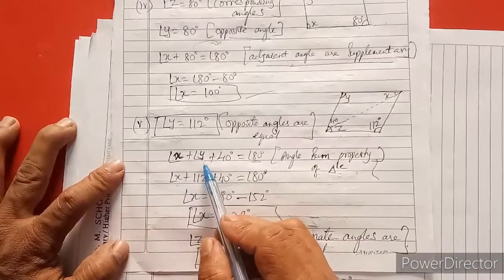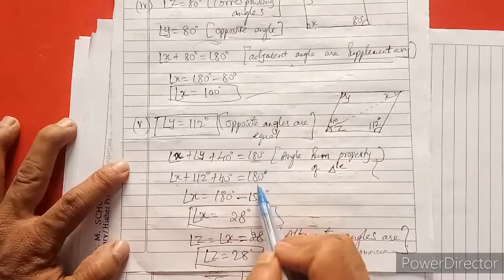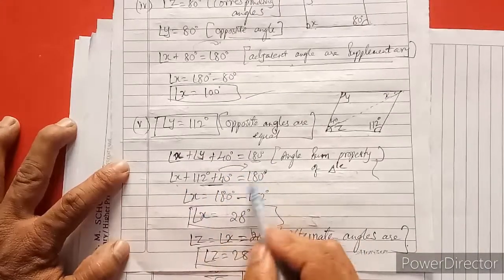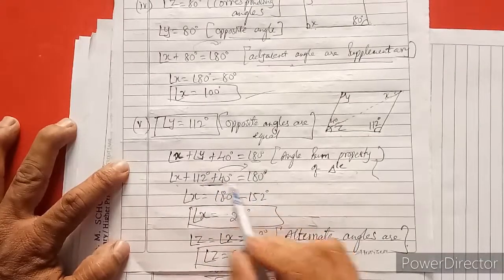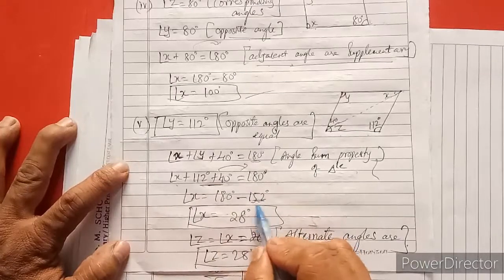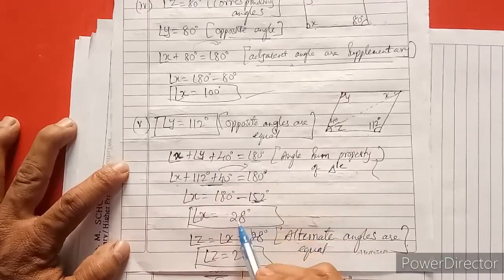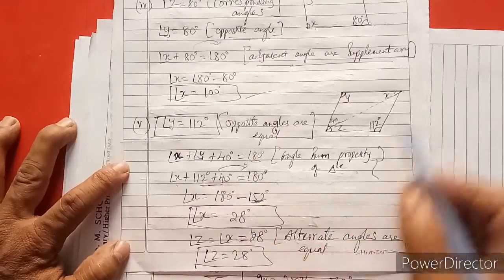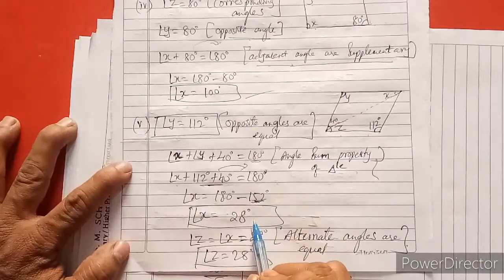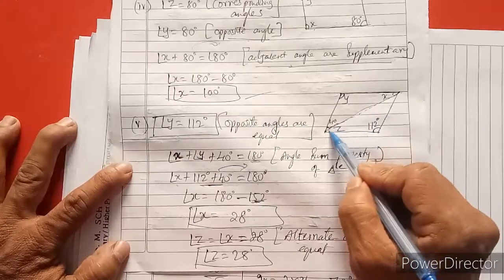Angle x and angle y, we already know that is 112, plus 40 degrees is equal to 180. If we add both and transpose this side, angle x is equal to 180 degrees minus, adding 112 plus 40 degrees, we get 152 degrees. If you subtract 180 minus 152, angle x is equal to 28 degrees. Then angle x is 28 degrees, and z form we will get here, this angle x and angle z.